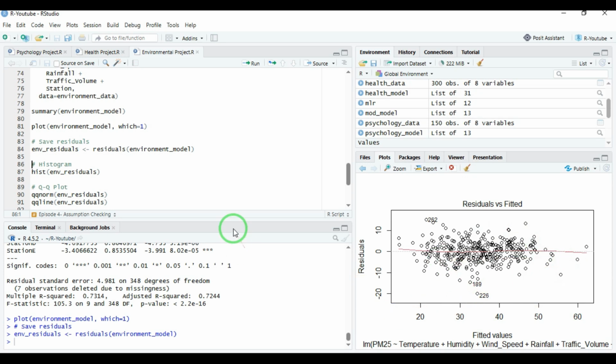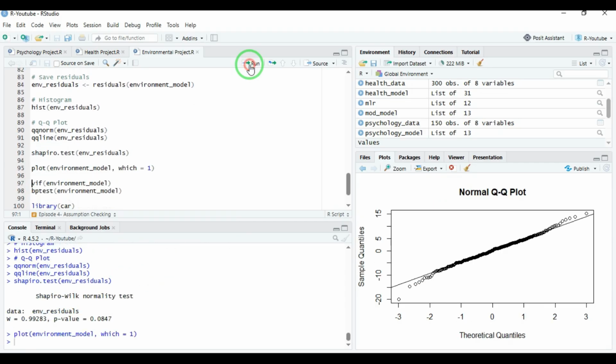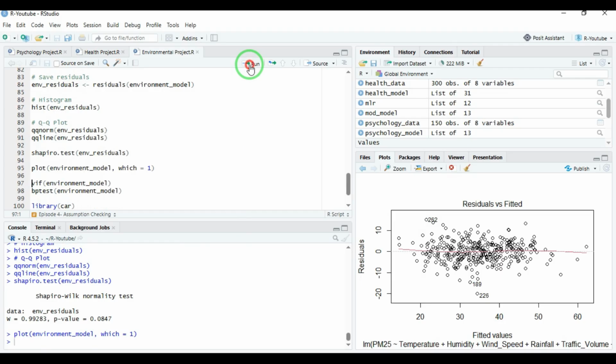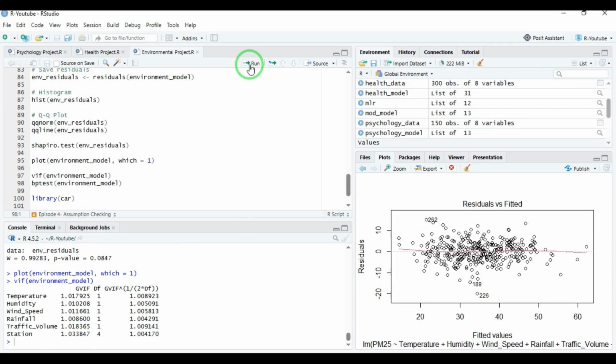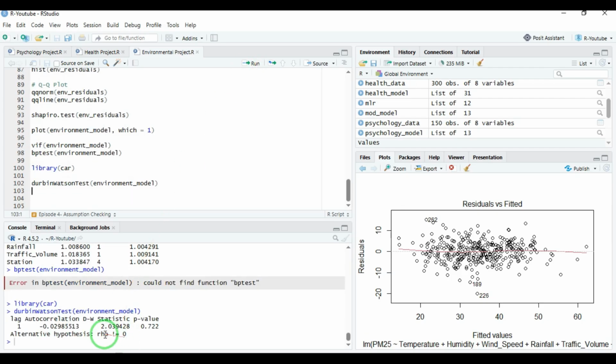The next assumption is independence of errors. We examine independence of errors using the Durbin-Watson test. If the value is close to 2, then it indicates that residuals are independent. Here, our Durbin-Watson statistic is 2.04 with a non-significant p-value. Therefore, there is no evidence of autocorrelation among residuals.